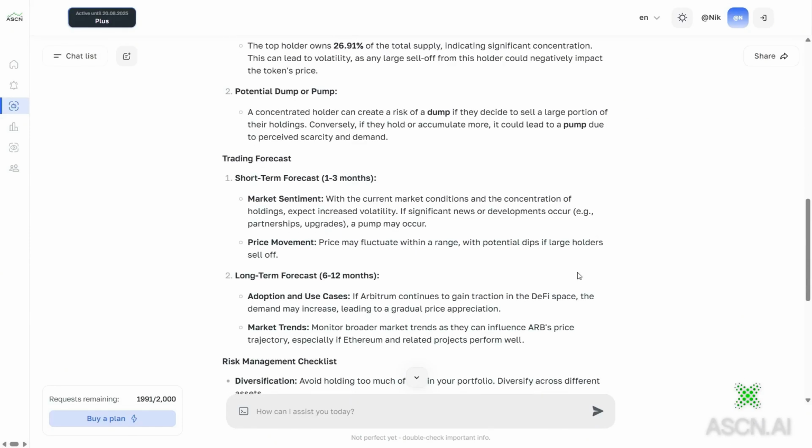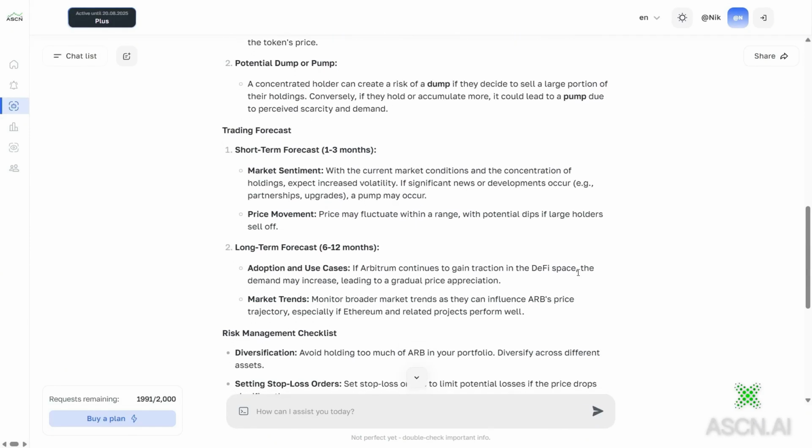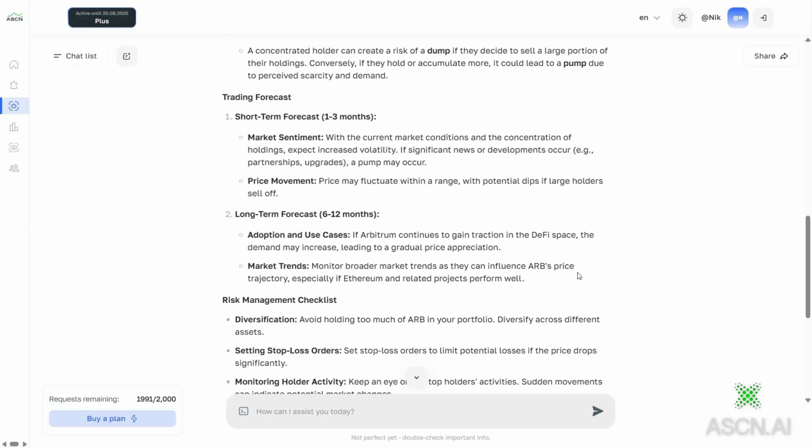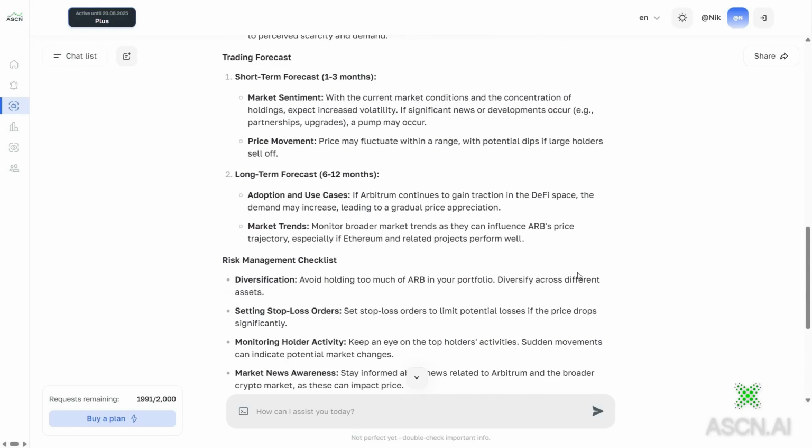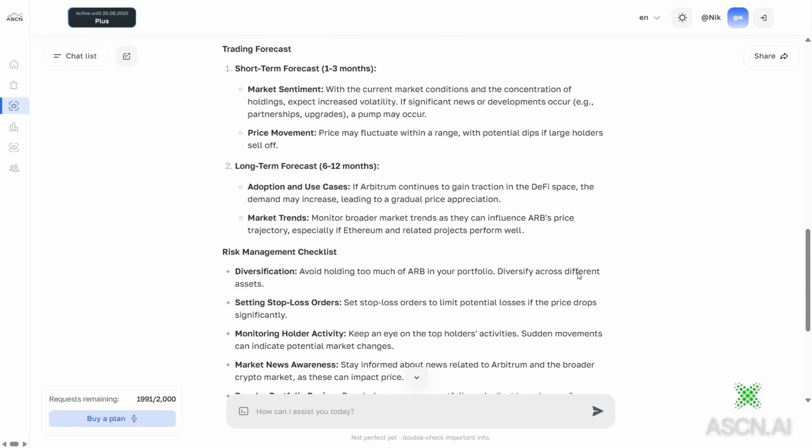So when there is such a large concentration in a single wallet, it doesn't necessarily mean the token will fall, and it doesn't mean someone will want to dump it. On the contrary, it could indicate that major players are accumulating this project in order to pump it later and sell at much higher prices.